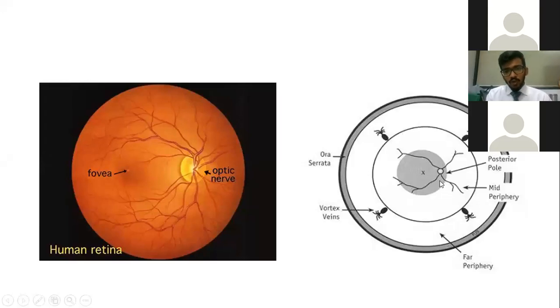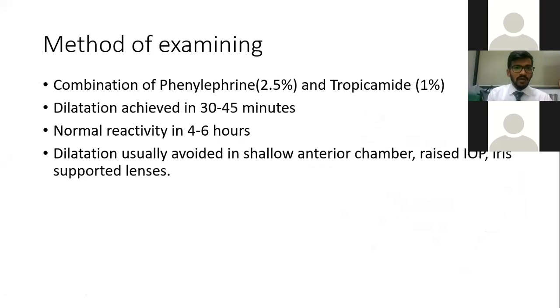One is the posterior pole. One is joining all the vortex veins, where you get the equator, and one is the ora serrata. So there are different modes of viewing, and you will come to know which one to use when. Okay. So the method of examination is dilatation by drops.